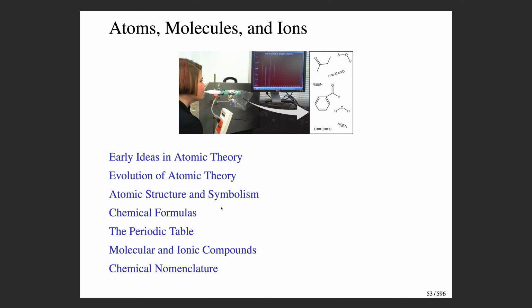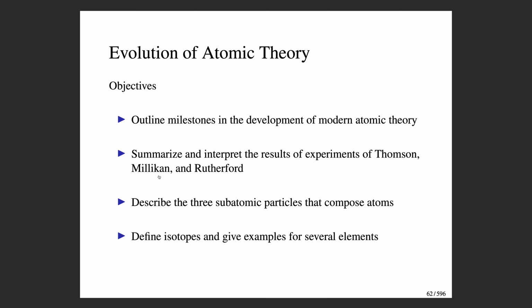Okay guys, in this next video we're going to cover this section on the evolution of atomic theory. And so we'll outline a few of the experiments involving the development of modern atomic theory, and we'll show you, at least in outline form, the results of these famous experiments. And then we'll talk about the subatomic particles that make up every type of atom. And then we'll have a bit of discussion on isotopes.